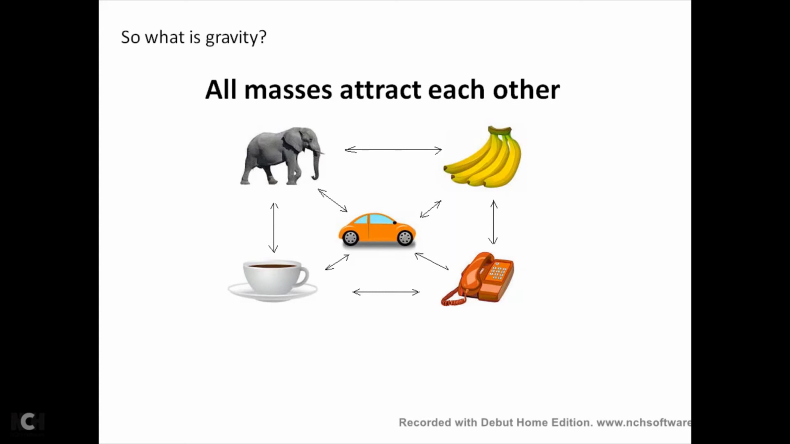Okay, so, what is gravity? All masses attract each other. The elephant and the bananas and the cup of coffee and the telephone, they all attract each other. All masses attract each other. But gravity, compared to a few other forces, if you do A-level physics, you'll find out, is a very, very weak force. And we don't notice this attraction between objects.